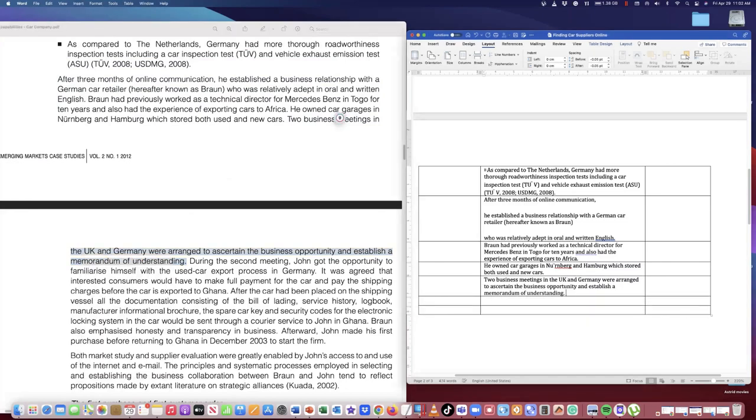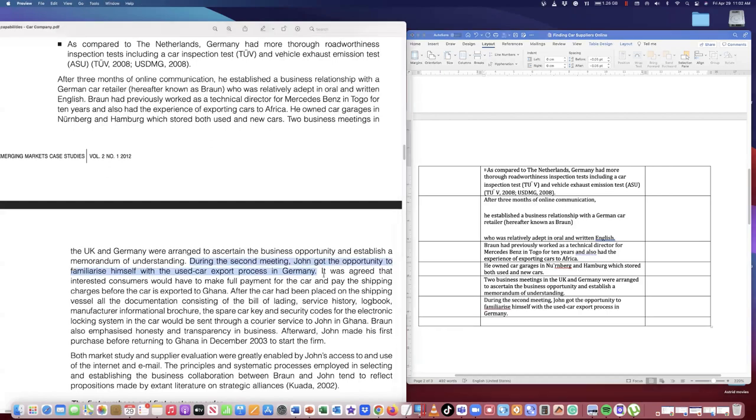So during the second meeting, John got the opportunity to familiarize himself with the used car export process in Germany. Is it important? It was agreed that interested consumers will have to make full payment for the car and pay for shipping charges before the car is exported. After the car had been placed on the... So, I think this sentence should be on its own, because it is talking about something else. And then the other one is talking about an agreement. All these are about terms. Is that not terms? Yes, please.